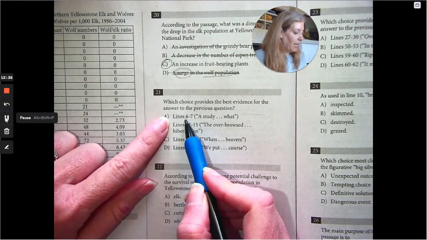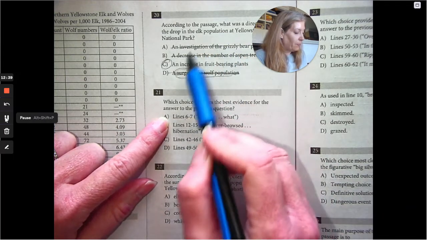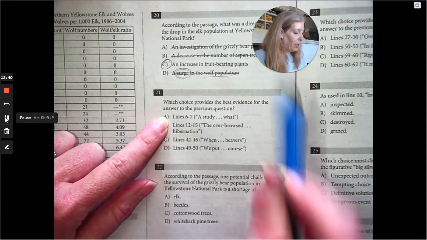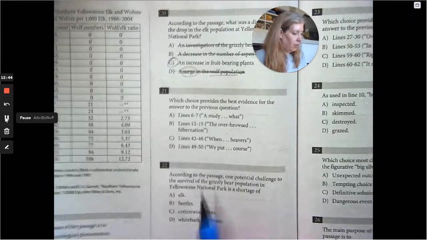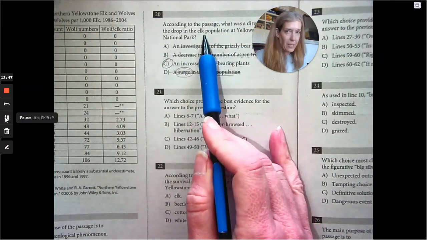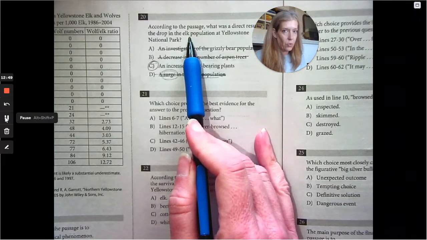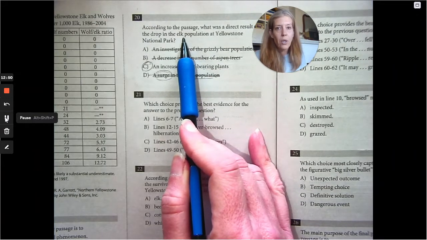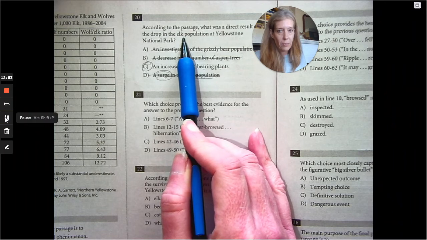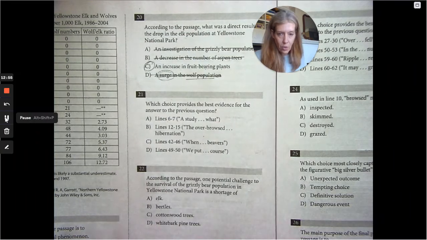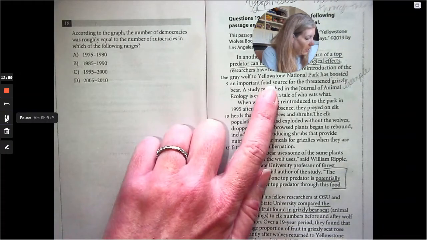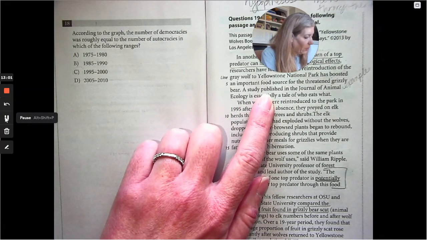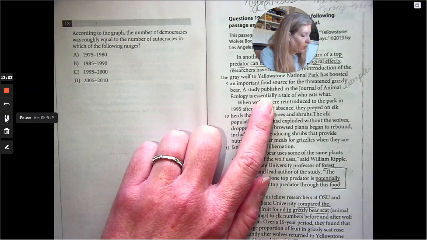We're looking for the best evidence that says an increase in fruit-bearing plants. A study to what? Result of the drop in elk population. So the drop, that's what I'm looking for. Direct result of the drop in the elk population. What was the direct result of the drop in the elk population? A study to what? Line 6 to 7. A study published in the journal, essentially tale of who is what. As cute as that sentence is, that doesn't even tell us anything.